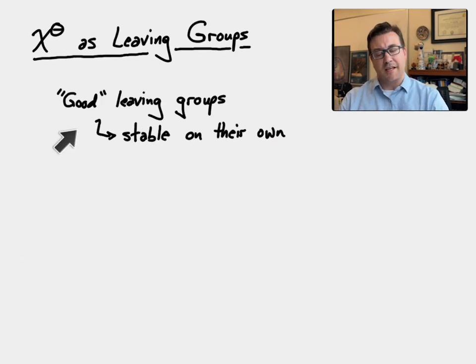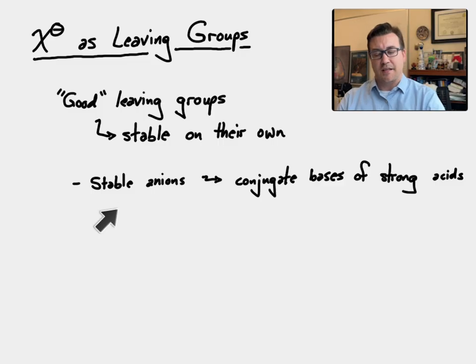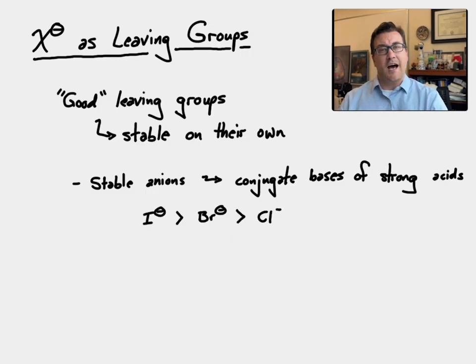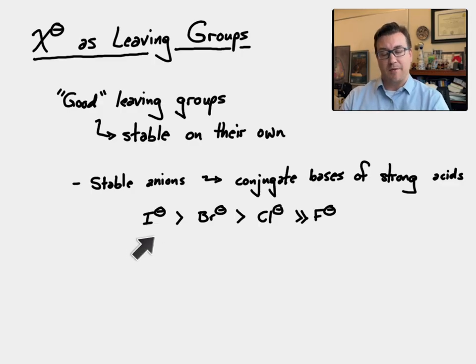So we have to look at what makes a good leaving group. Good leaving groups can be thought of as stable on their own. Another way of thinking about that is to think of stable anions. We learned about this in the context of acids and bases. Stable anions are conjugate bases of strong acids. For example, iodide is a great leaving group. HI is the most acidic of HI versus HBr versus HCl versus HF, and that's because iodide is the most stable of these anions.